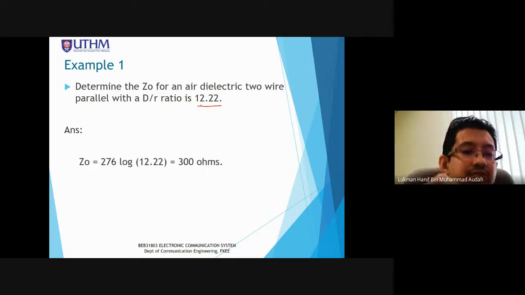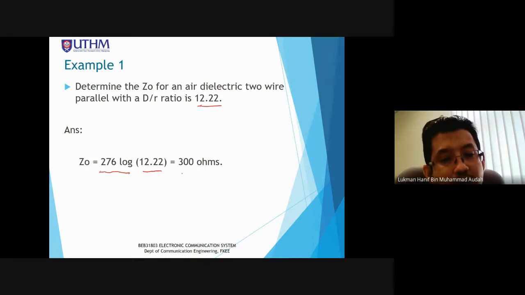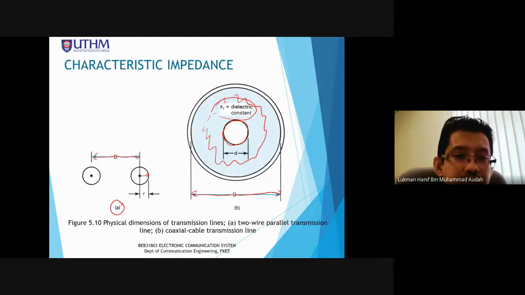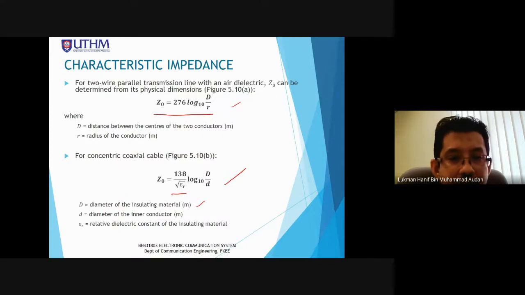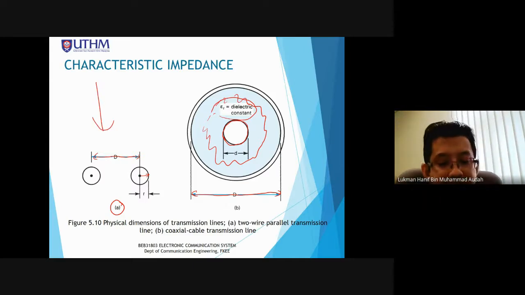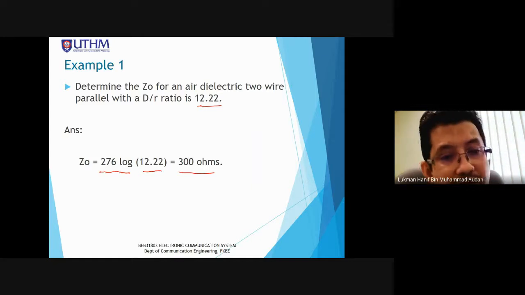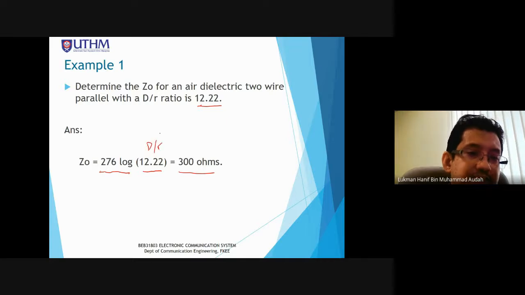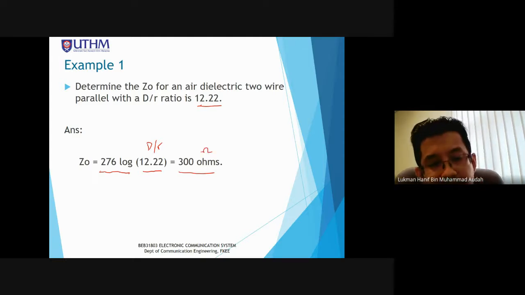So this is a 2 wire. So 2 wire kita menggunakan persamaan 276 log D over R. D over R is 12.22, which is equal to 300 ohms. Nah, ini direct lah. Ini untuk contoh yang ini. Okay, untuk 2 wire transmission line, we can just put inside the parameter inside the equations. This is a D over R. Okay, so kita dapat 300 ohms. Nah, ini kalau nak buat dalam simbol pun boleh, 300 ohms.